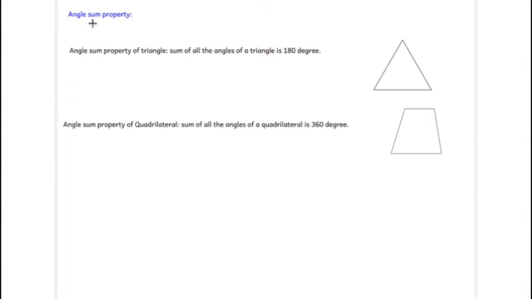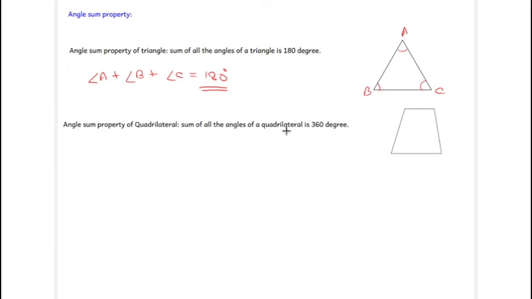Now come to angle sum property. This we have learned in our earlier class, the angle sum property of a triangle. What does it say? That the sum of the angles of a triangle is equal to 180 degrees. That means measure of angle A plus measure of angle B plus measure of angle C is equal to 180 degrees. Sum of all the angles of a triangle is equal to 180 degrees.